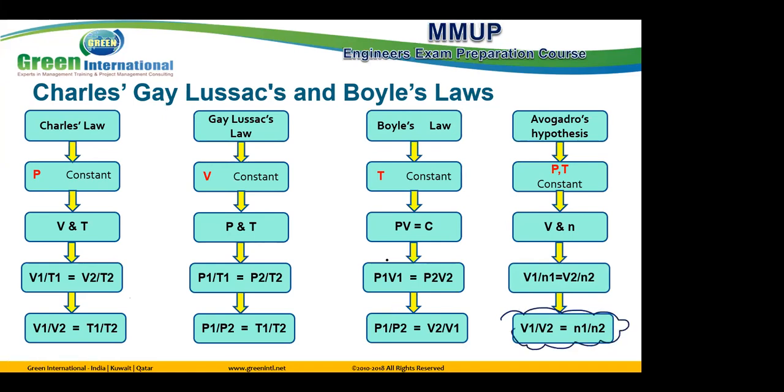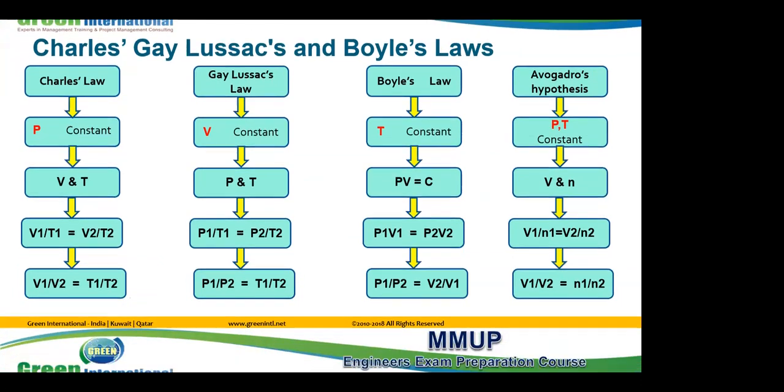And this one, N, is what? In Avogadro's hypothesis, what is N? V and N. N stands for what? Number of moles. Yes, number of moles. Okay, I think almost all the gas equations are clear now.